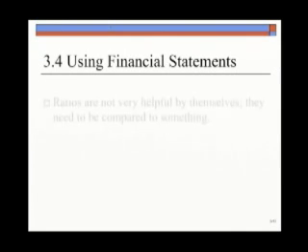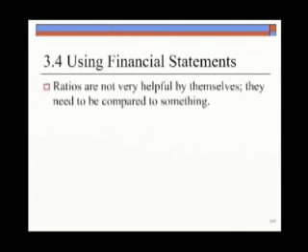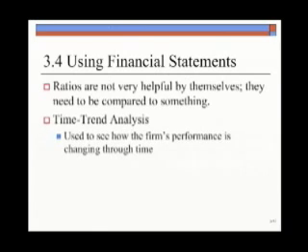Using financial statements, ratios in and of themselves are numbers. They don't tell us much. They have to be compared with something. And we do 2 things with ratios. The first is trend analysis, where we look at which direction over time the ratio is headed. In order to make sense out of the trend, you have to have some notion of where good is.